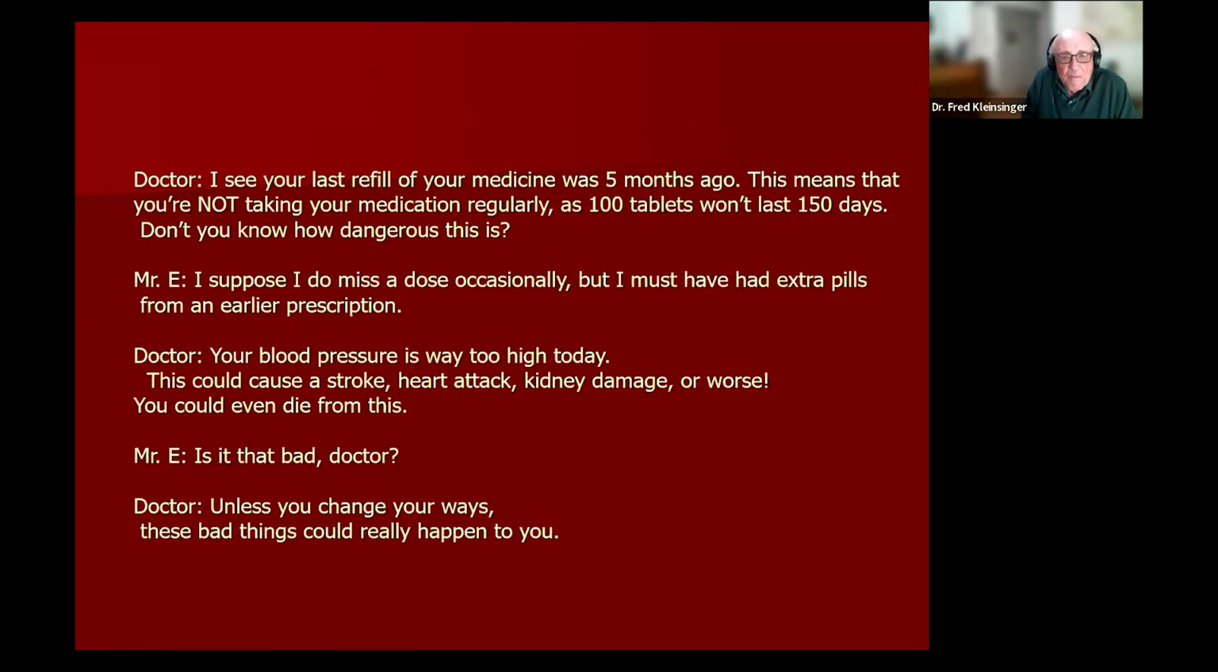I see your last refill of your medicine was 5 months ago, so this means you're not taking your medicines regularly. 100 tablets won't last for 150 days unless you have some sort of pharmacological horn of plenty. Don't you know how dangerous this is? Mr. E: I suppose I do miss a dose occasionally, but I must have had extra pills from an earlier prescription. Your blood pressure is way too high today. Don't you know this could cause a stroke, heart attack, kidney damage, or worse, you could even die from that? Is it that bad, Doctor? Unless you change your ways, these bad things could and probably will happen to you.